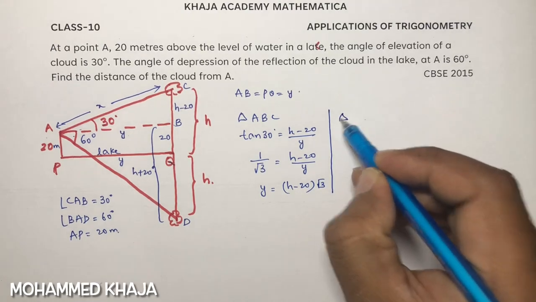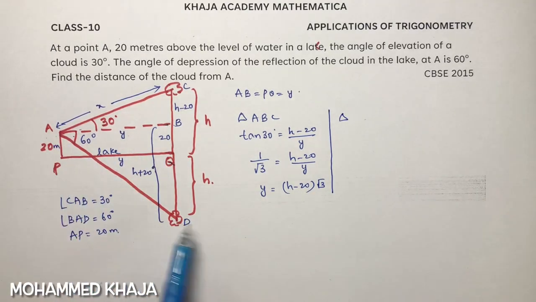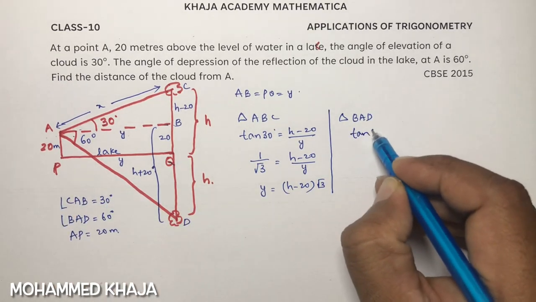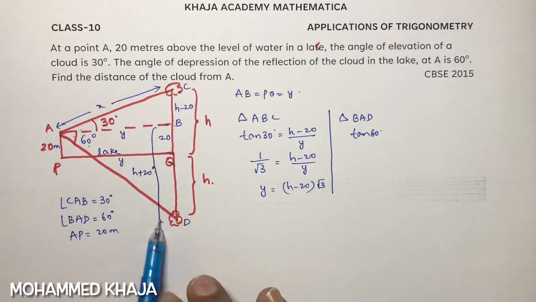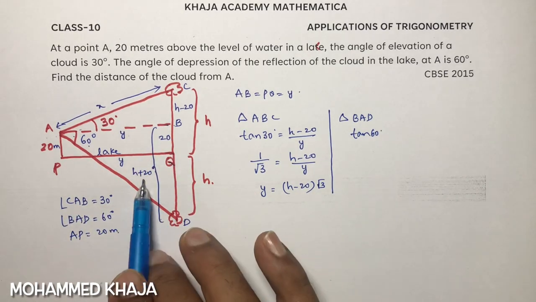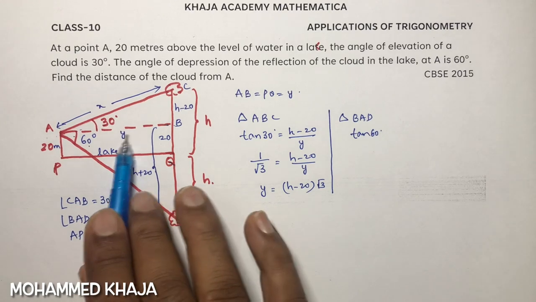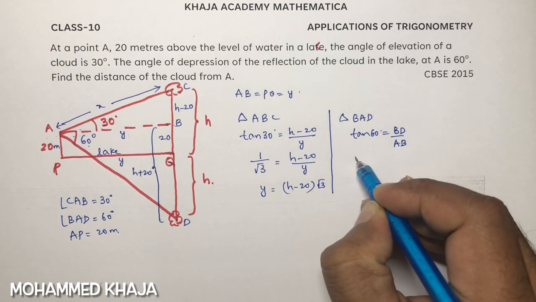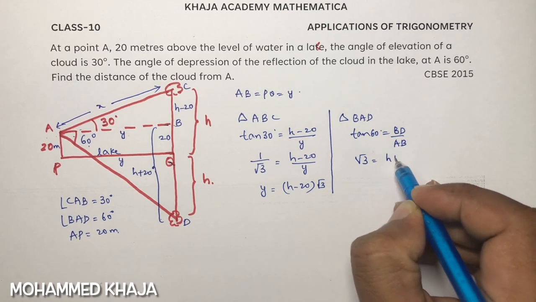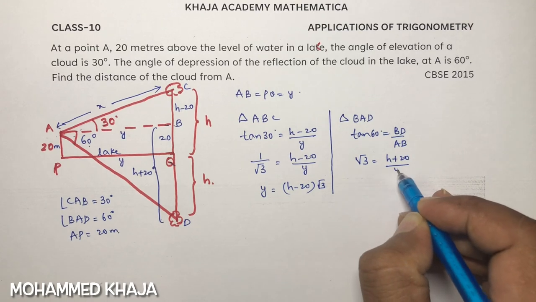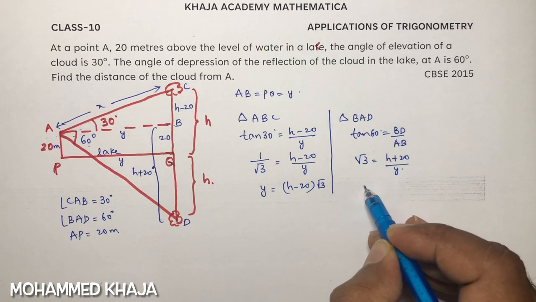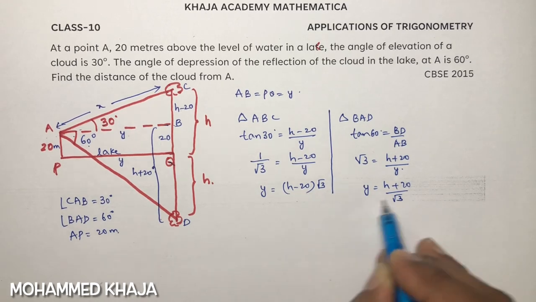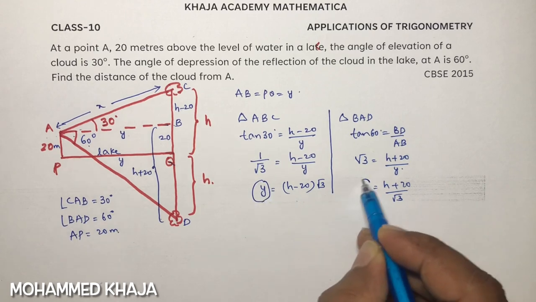Now I'll take triangle BAD. In it, tan 60, tan theta is opposite by adjacent. Opposite is BD, that is H plus 20, and adjacent will be Y. So if you want, you can write BD by AB. Tan 60 is root 3. BD is H plus 20, and AB is the same Y. If we cross multiply, Y equals H plus 20 by root 3. I'm writing both the equations in terms of Y so that I can equate.